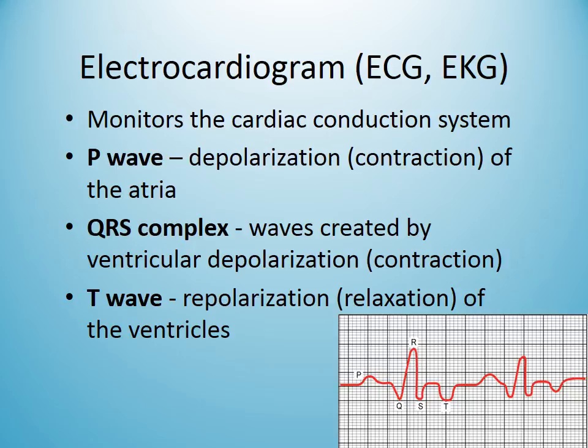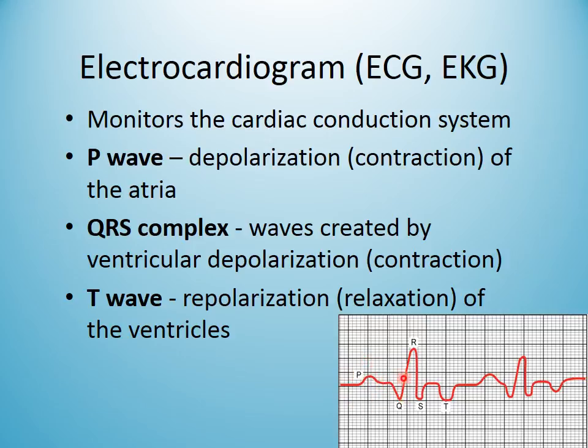So we have a P wave on our ECG, and it's actually the depolarization, and don't forget, depolarization means contraction of the atria. So the atria will contract and push blood down into the ventricle, and that is depicted right here on this diagram by the P wave.